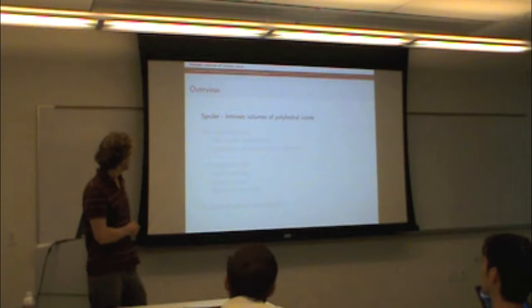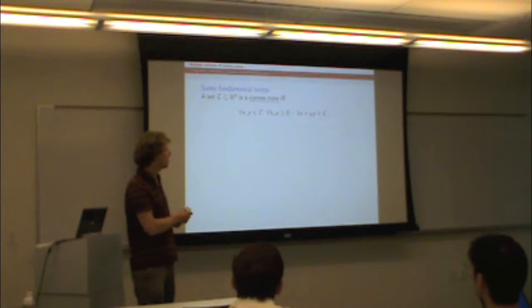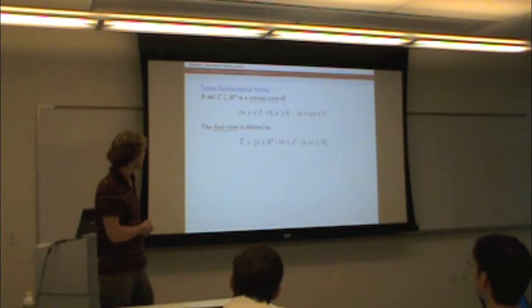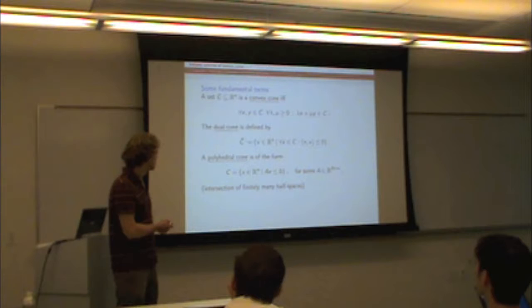First of all, a convex cone, just to make sure that everyone's on the same page. A convex cone is just a set which is scaling invariant and convex at the same time. The dual cone is the set of all linear functions which are non-positive. Some people call this a polar cone, but I prefer to call this a dual cone, but anyway, that's just naming. And what's a polyhedral cone? A polyhedral cone is the intersection of finitely many linear half spaces.